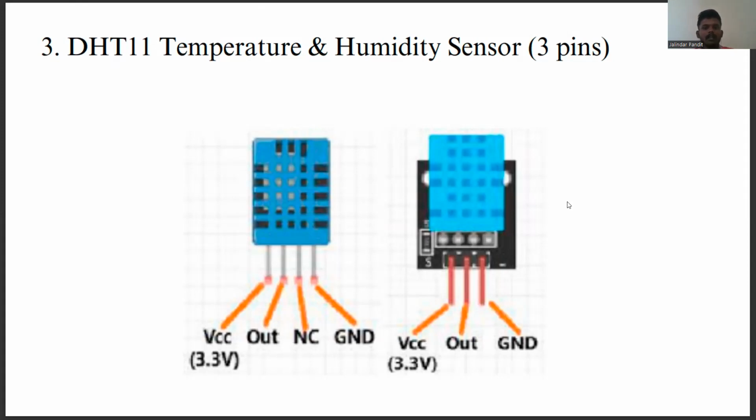So the three pins on this board are: VCC, this pin is used to power the sensor module, with a recommended voltage range of 3.5 to 5.5 volts. Data, this pin is used to communicate with the microcontroller board. The sensor module sends the temperature and humidity data through this pin in a digital format. Ground, this pin is used to connect the sensor module to the ground.